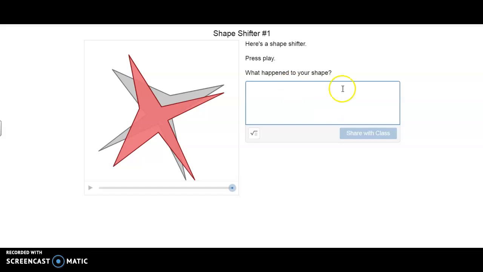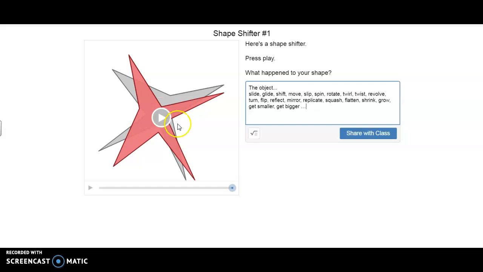And so in here is where we're going to want to see your description. And anything you write will be good with me. And I'm going to say, the object did what? So I gave you a list of words in the assignment. You can use these. Did it slide? Is that what it did? Did it glide, shift, move, slip, spin, rotate, twist, twirl? One of these words, it did these. And then you don't have to use these words, but these might help you to think what's going on.